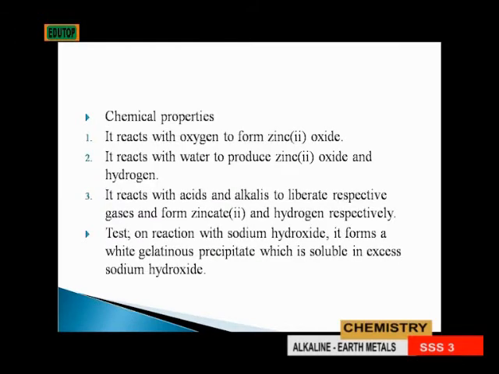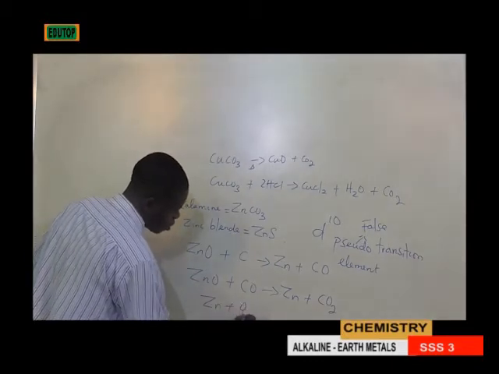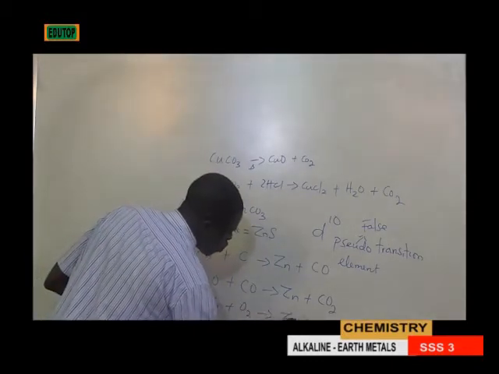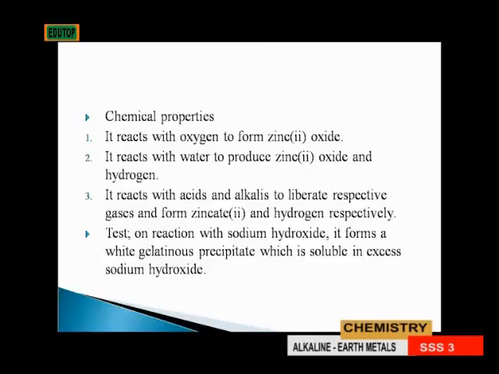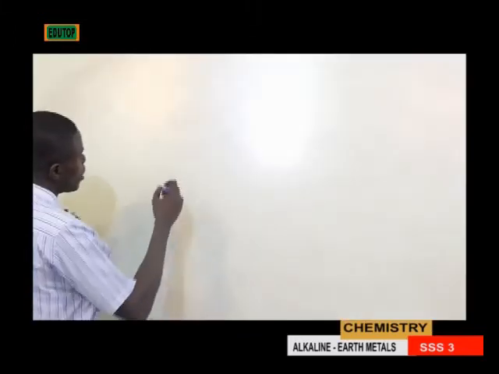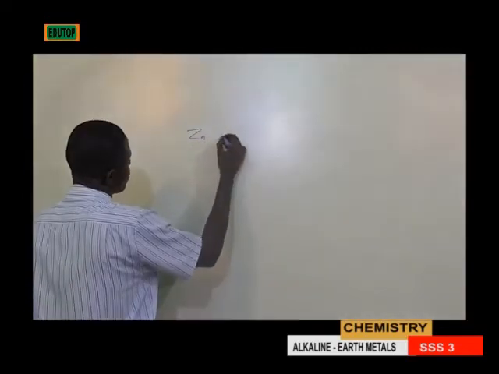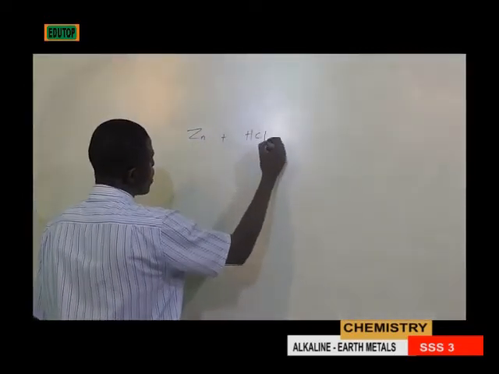Chemical properties. 1. It reacts with oxygen to form zinc 2 oxide. This is the reaction. 2. It reacts with water to produce zinc 2 oxide and hydrogen gas. 3. It reacts with acids and alkalis to liberate respective gases and form zincates and hydrogen respectively. And this can be demonstrated by the reaction of zinc with hydrochloric acid.